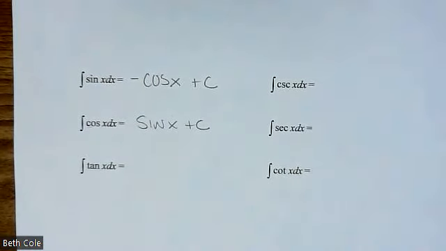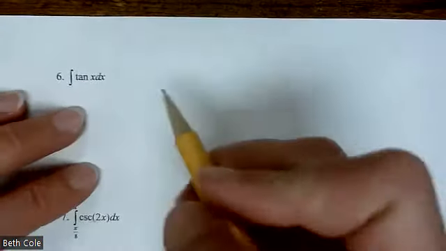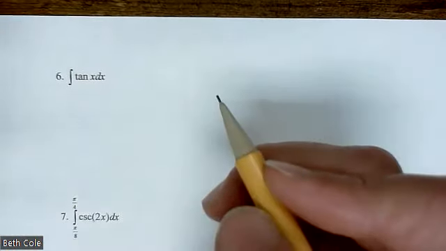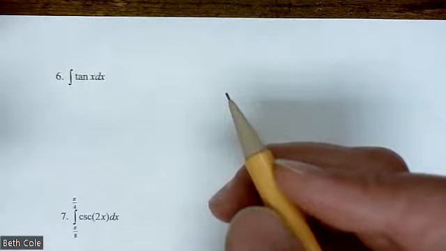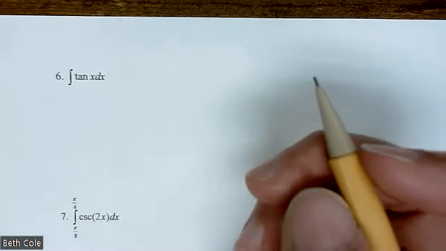So those two didn't really involve any teaching. Once I taught you the derivatives, those are the antiderivatives. You just do it backwards. All right, now I'm going to show you the other 4. So we're going to come over here and do tangent. You can't just work tangent backwards. It's not able to do that.